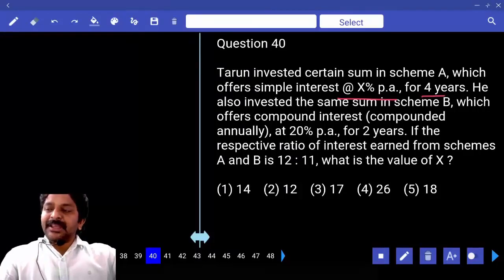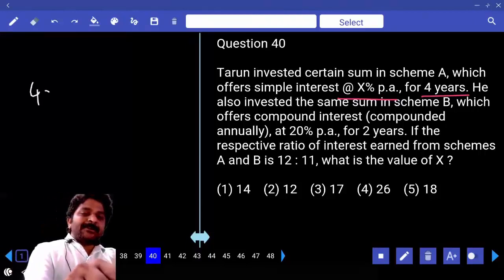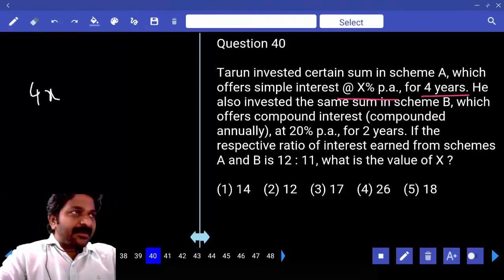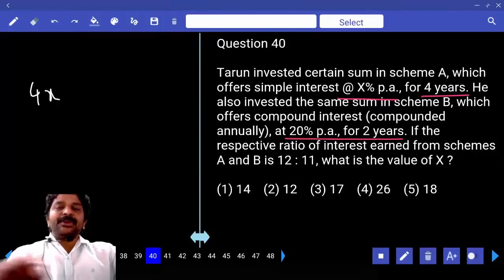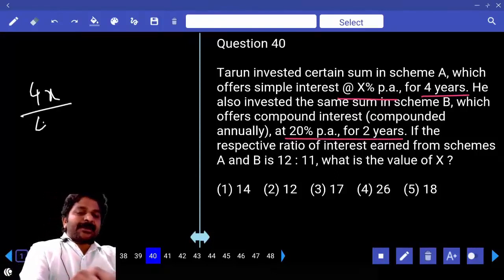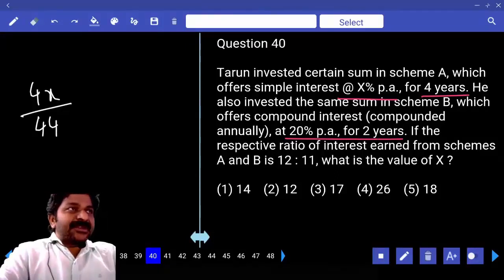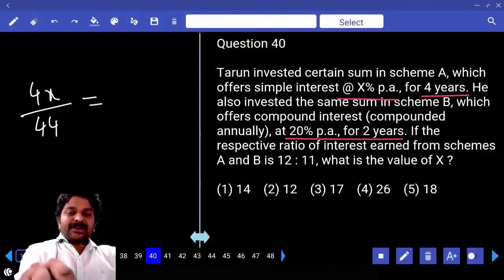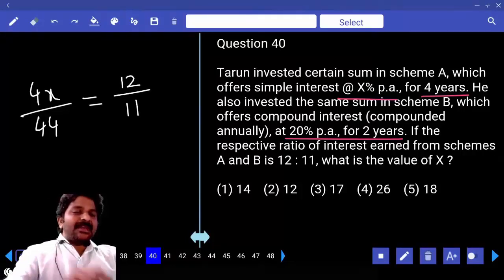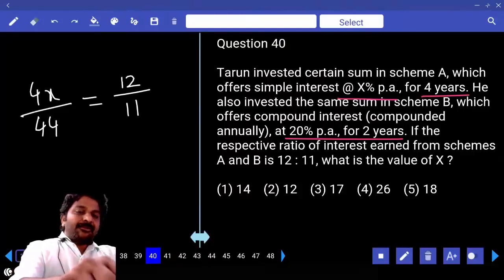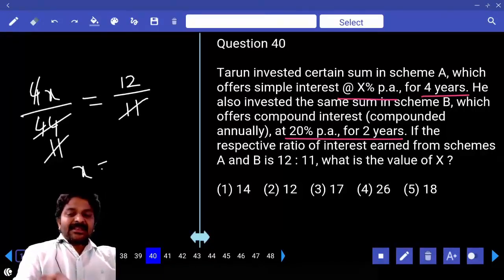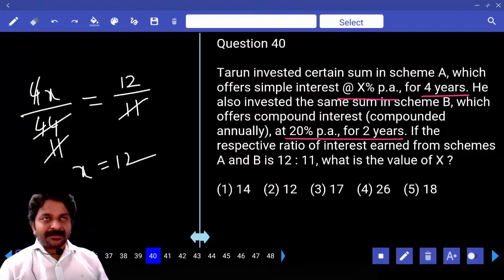Simple interest for 4 years at X% per annum is 4X% only. That is the interest received from scheme A. Compound interest for 2 years at 20% per annum is 44%. That is the interest received from scheme B. The interest ratio is mentioned as 12:11. For how many times? 11 times. 11 cancels. X is equal to 12. Second option.